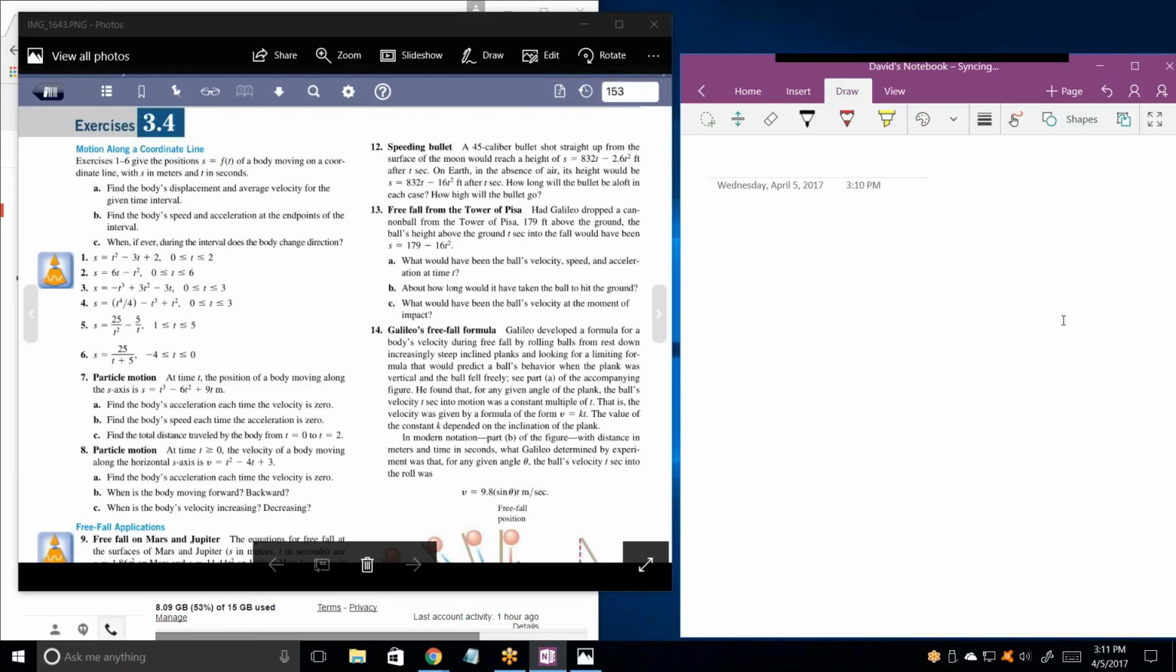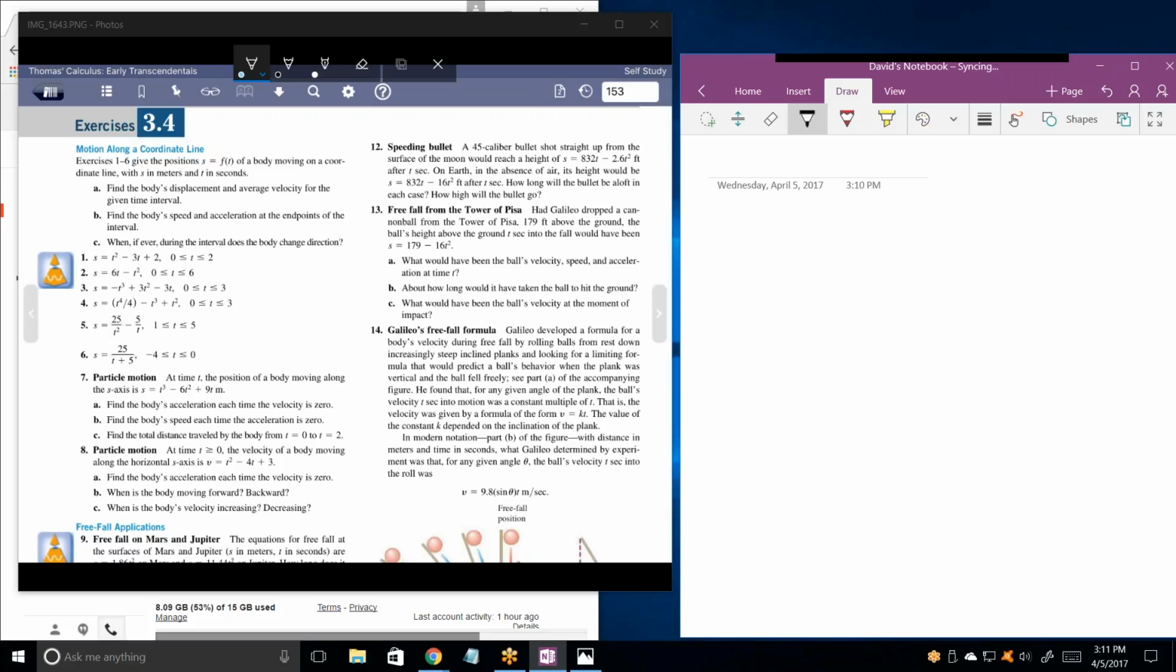So here, notice that position is almost always given as S. And when I say position, I mean where is this thing relative to the surface of the planet? In this case, we're on the moon. We're shooting a bullet straight up. Its position after t seconds is given by this. So let's just analyze this function for a moment. Where is the bullet at time 0?